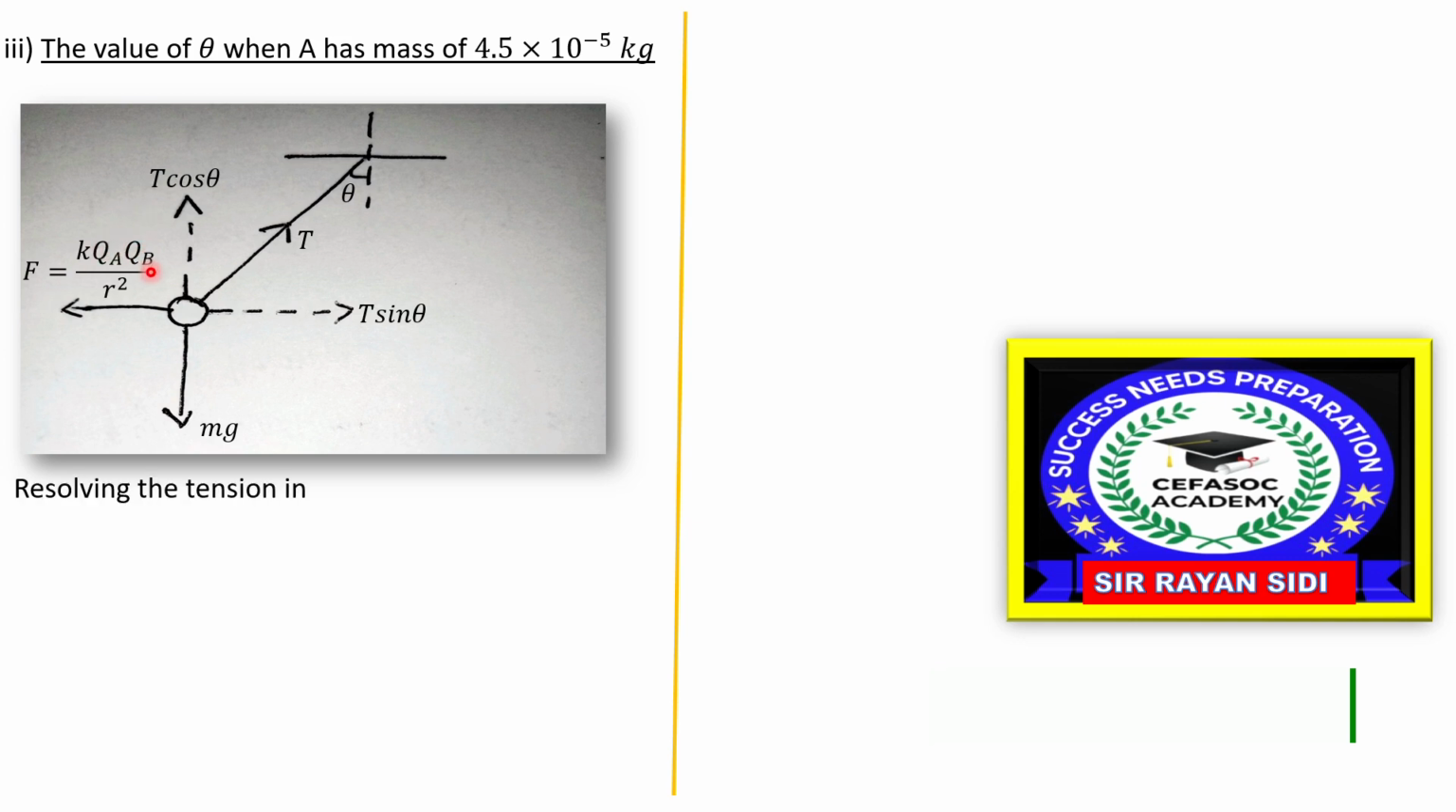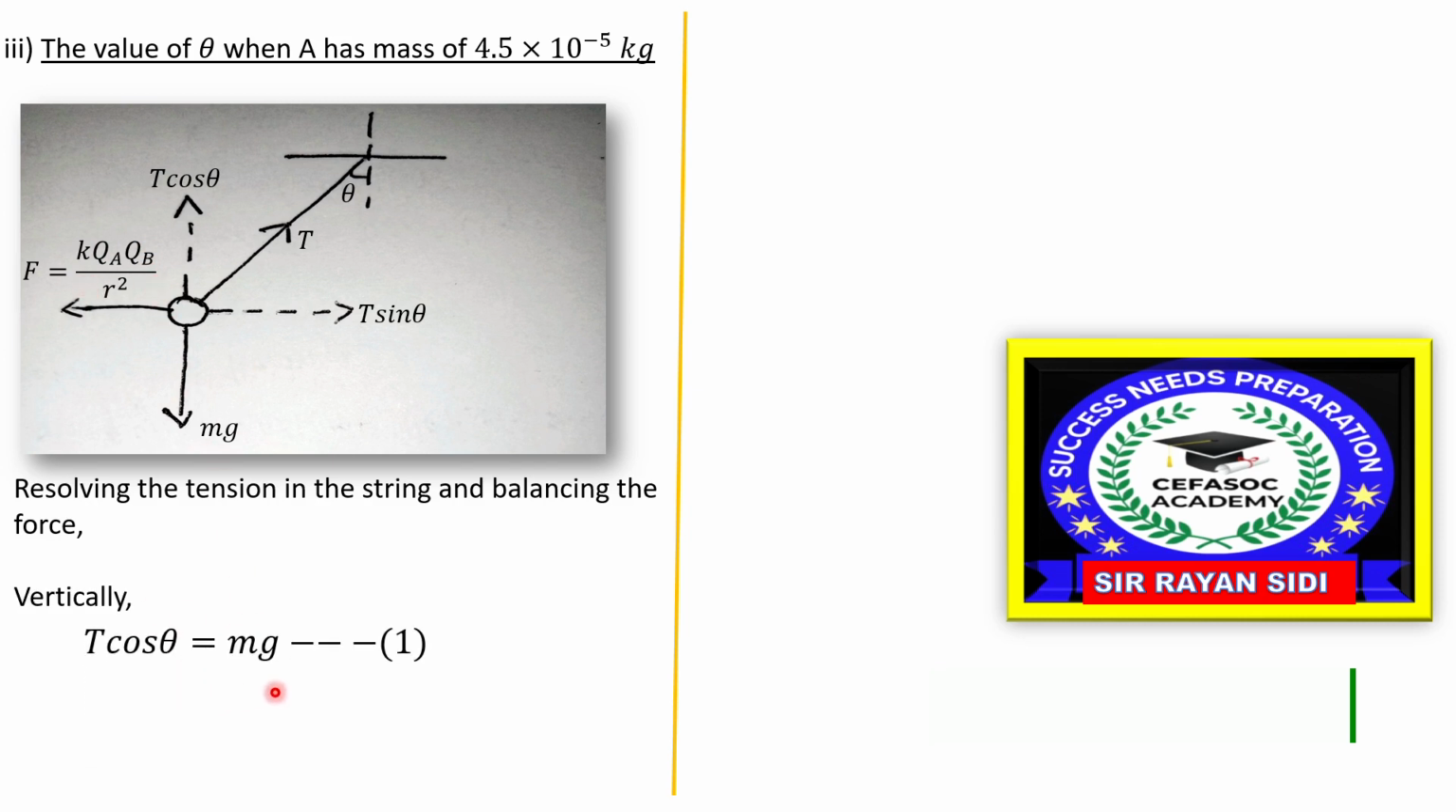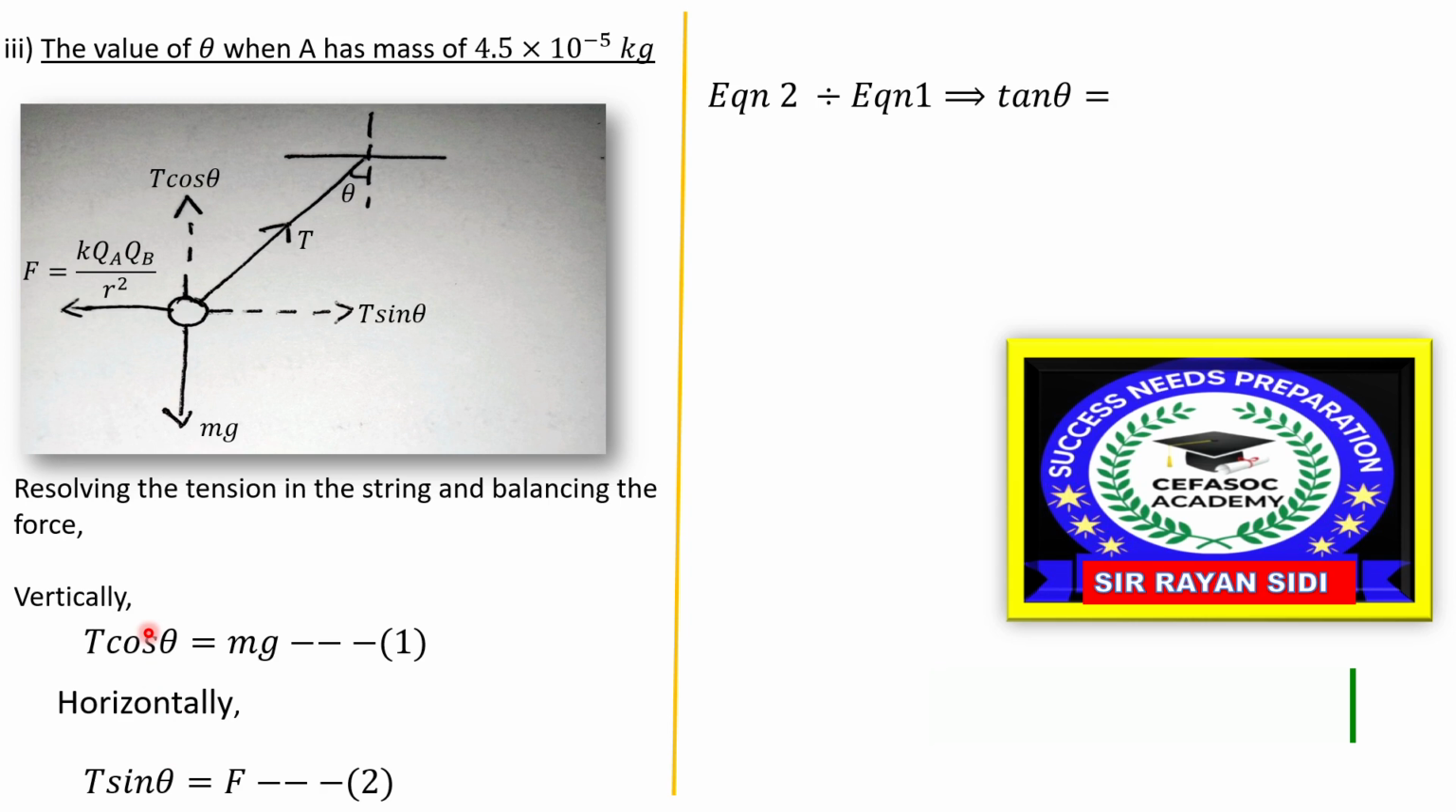Now, balancing the forces, vertically we have T cos theta equals mg. To balance the forces, the upward force needs to be equal to the downward force. We call it equation 1. Then horizontally, to balance these, we have T sine theta equals F. We call that equation 2. Now, we want to find the value of theta, not the value of T, so we can divide equation 2 by equation 1 to get tan theta equals F all over mg.